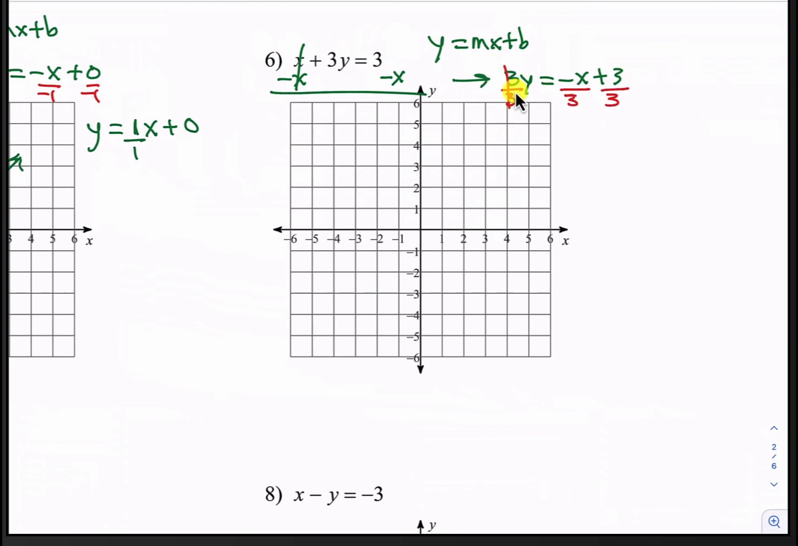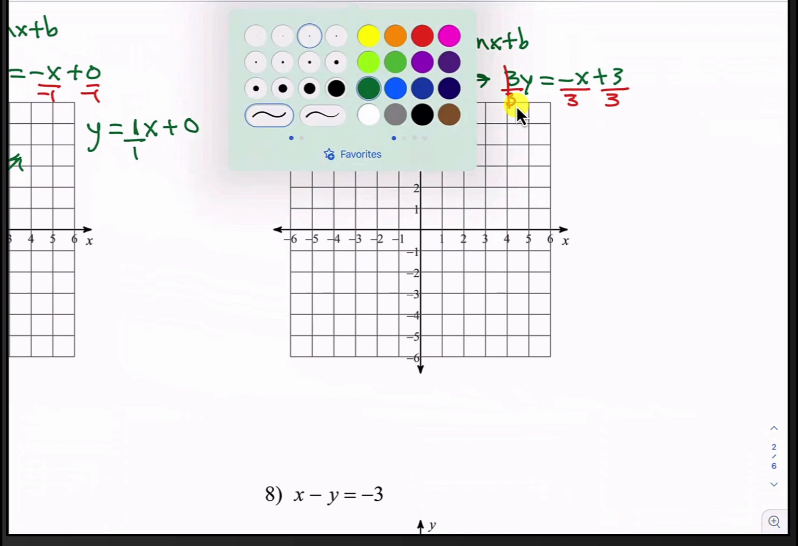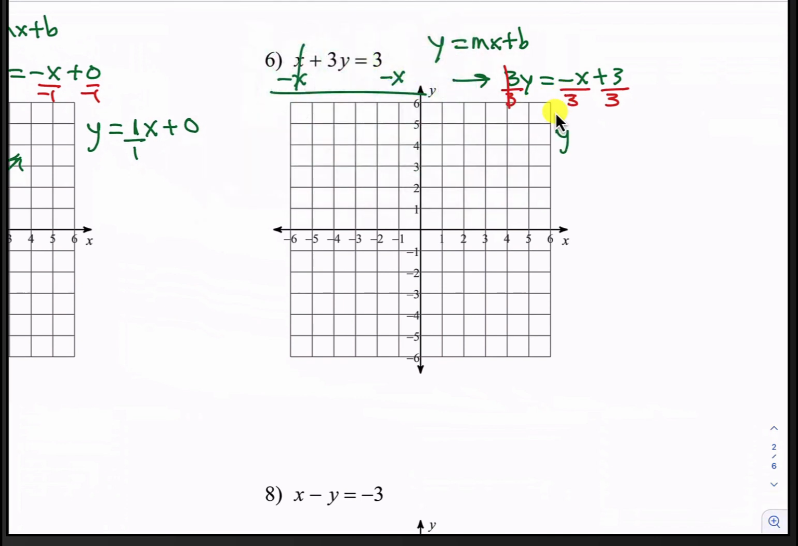Those 3's are going to cancel out, and we end up with y equals negative 1/3 times x, plus 3 over 3, which is just 1. So our y-intercept is 1, and that's a point that would go here.